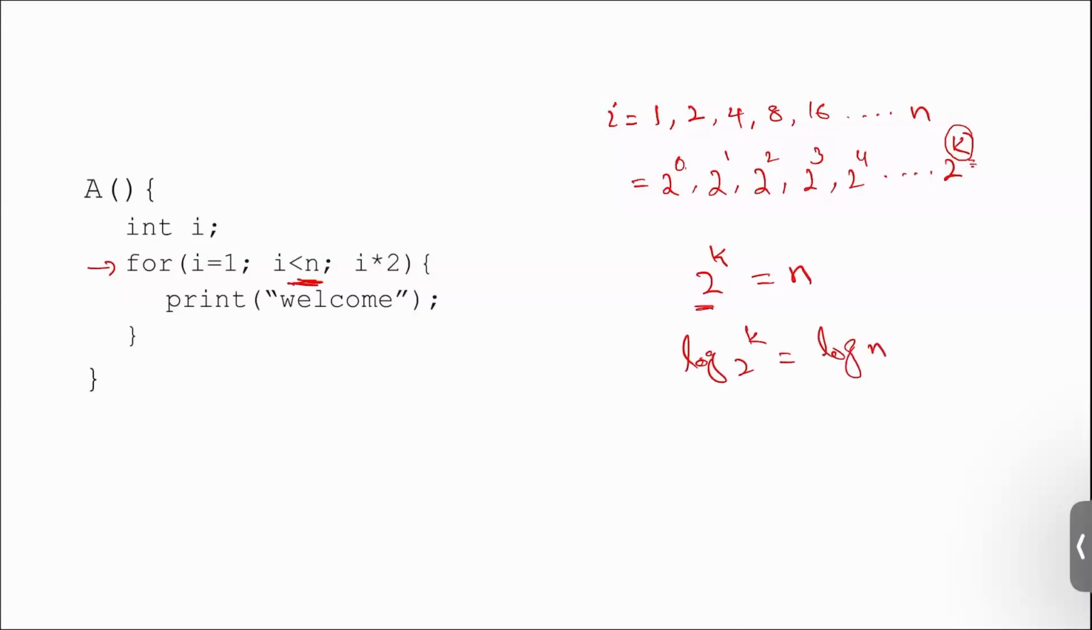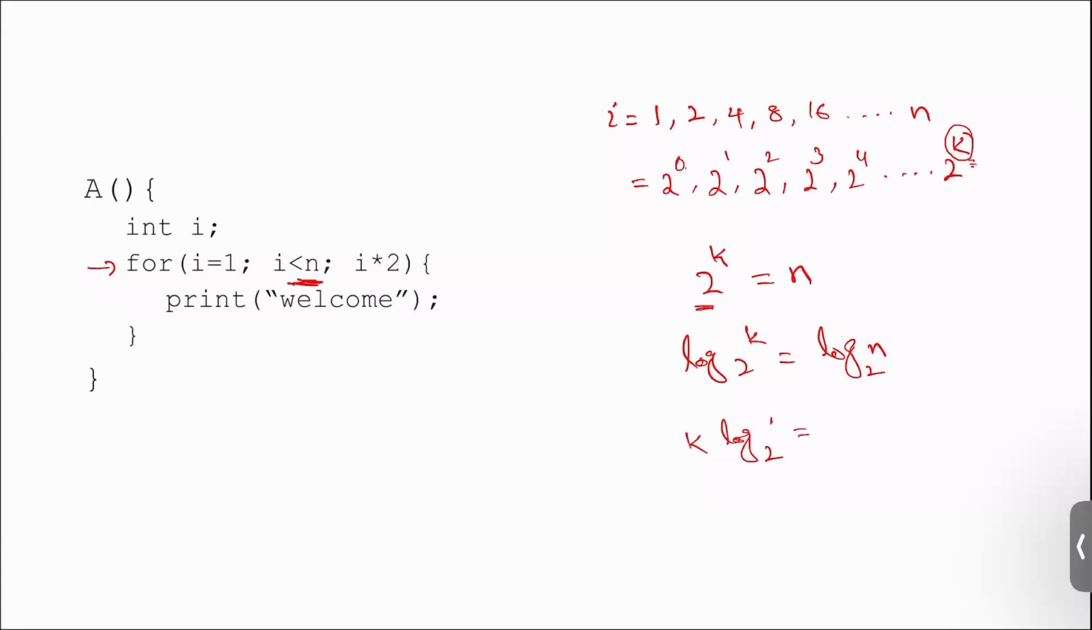Now you know the logarithmic rules. So k is going to come out. Whatever is the power, you are going to take it out. So this can become k log 2 base 2, right? Obviously, this is also base 2 on the other hand side as well. Log base 2 of n.